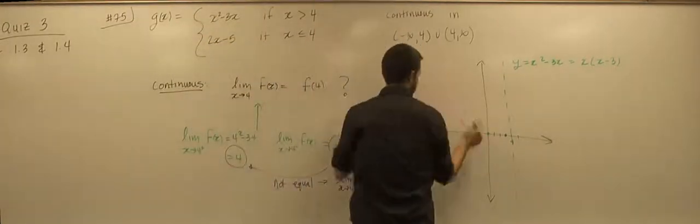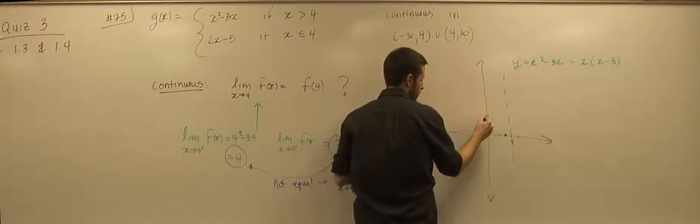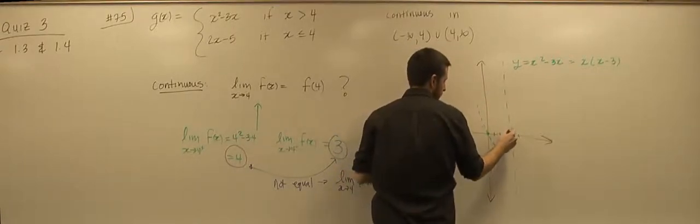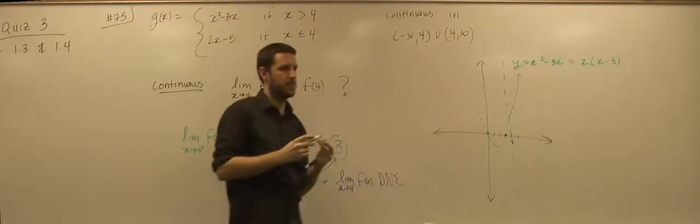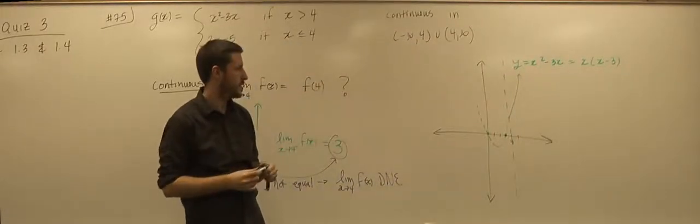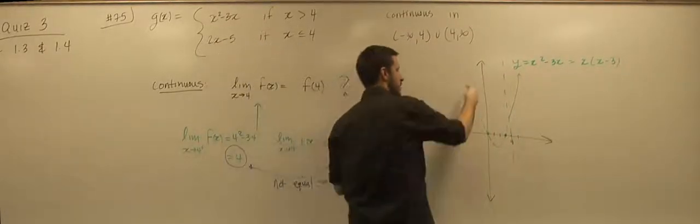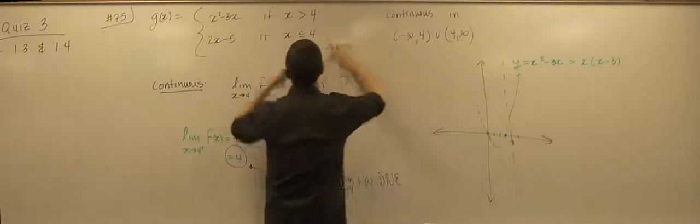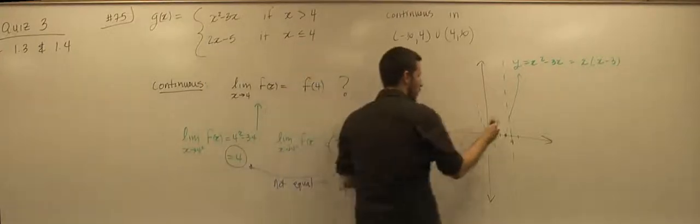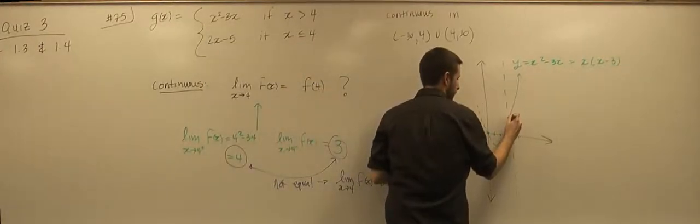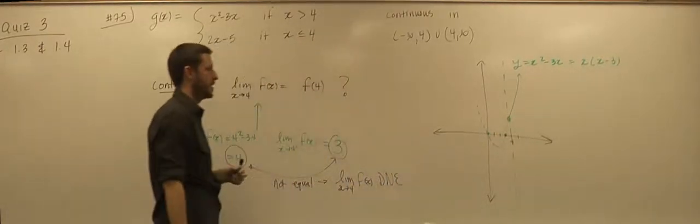Now this is supposed to be for x greater than 4, so this part actually isn't part of my graph, but eventually it pops into existence. And so this is the full parabola, but I only want the part that's greater than 4. And what's this hole going to be right here? Where's this at? And how do you know?